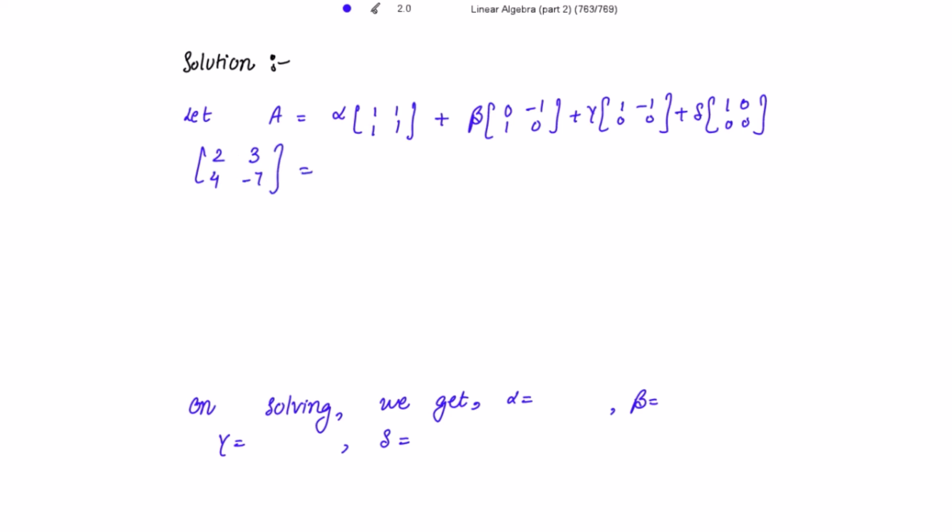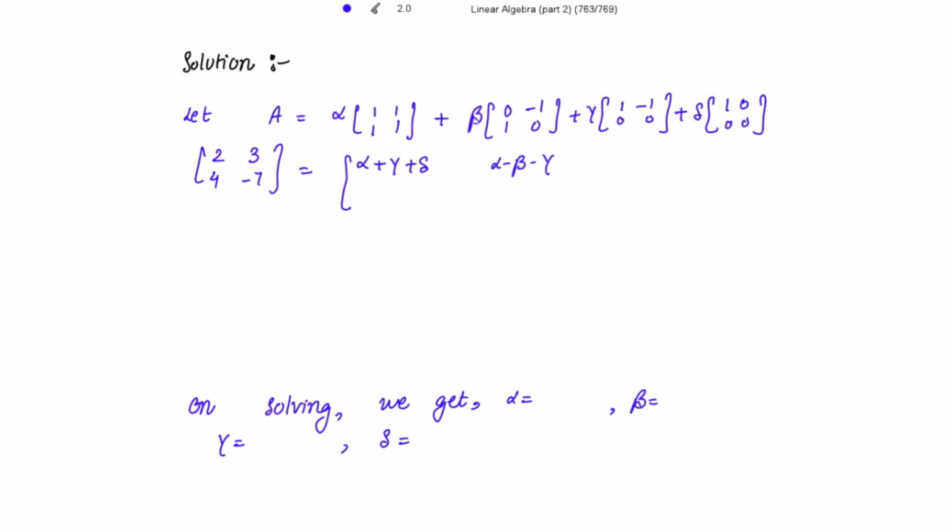This is equal to, now if I add these, from here I get alpha, from here I get 0 because beta into 0 is 0, then gamma into 1 is gamma, and delta into 1 is delta. So I get my first element to be alpha plus gamma plus delta. Then alpha, negative beta, negative gamma, and here 0.